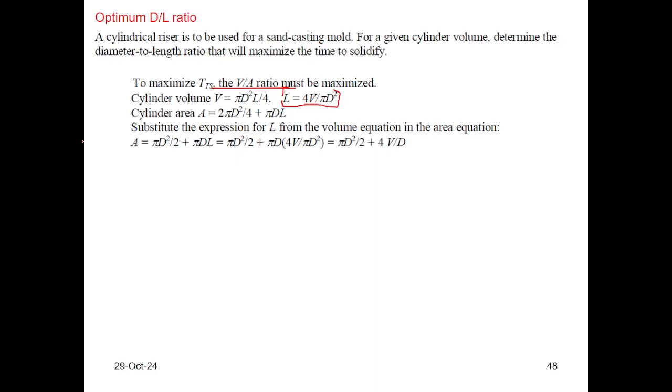Total contact area is the surface area of the riser: base area, tip area, plus lateral surface area. It is equal to that much. To express the surface area as a variable of diameter only, substitute L into this expression, and here is the result. Okay, area is equal to that.